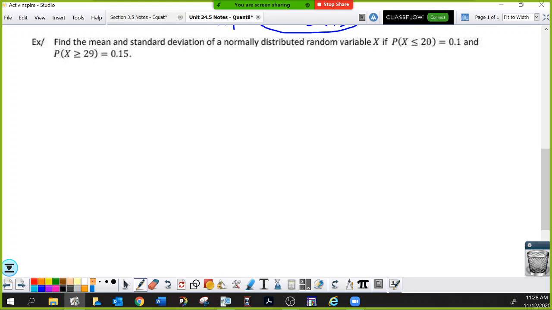Again, pictures help us deal with what we're looking at. So we have our normally distributed variable, unknown mean, unknown sigma. But what I do know is that there is 0.1 to the left of the number 20 and 0.15 to the right of 29.